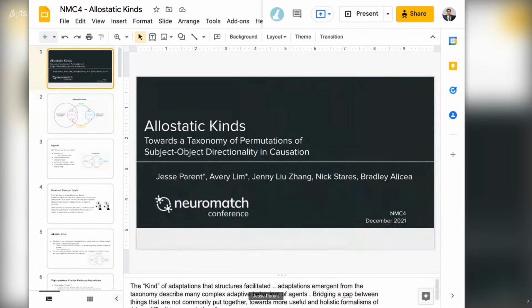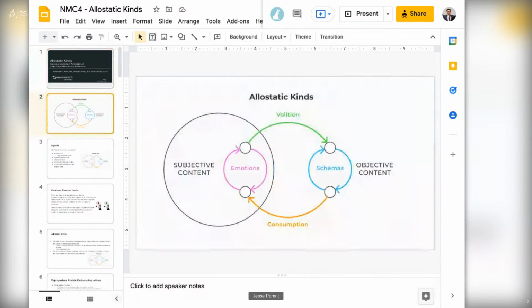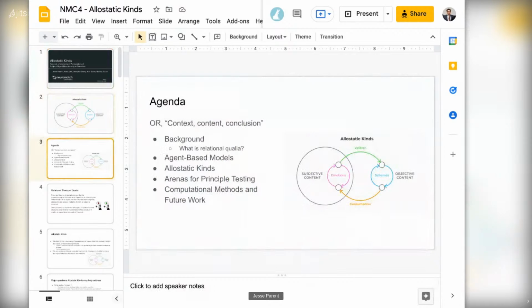I'm speaking on behalf of Avery Lim, Jenny Liu Zhang, Nick Stairs, and Bradley Alicia on allostatic kinds: towards a taxonomy of permutations of subject-object directionality in causation. Here's a little diagram about that, which we'll show a little bit later too. But the general agenda right now is to quickly go through some background, some agent-based model inspiration, addressing what allostatic kinds are, some arenas we're looking at for testing associated principles, and some computational methods for our work we're looking to do ahead.